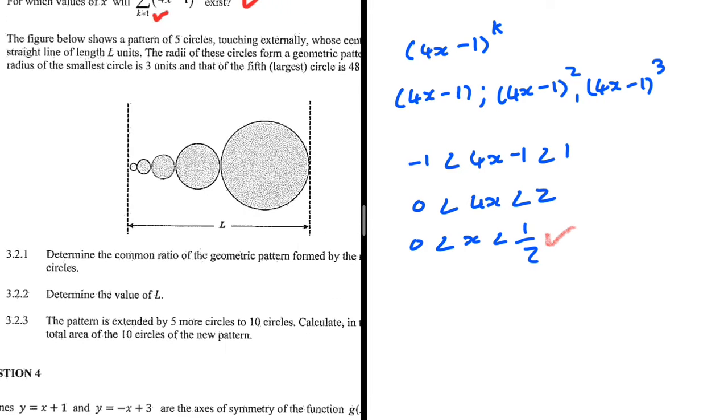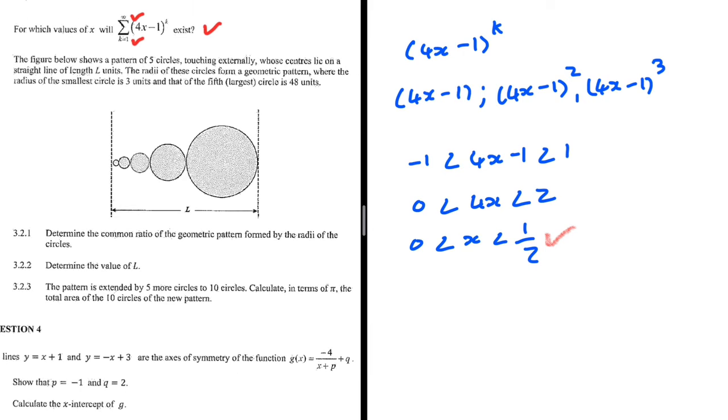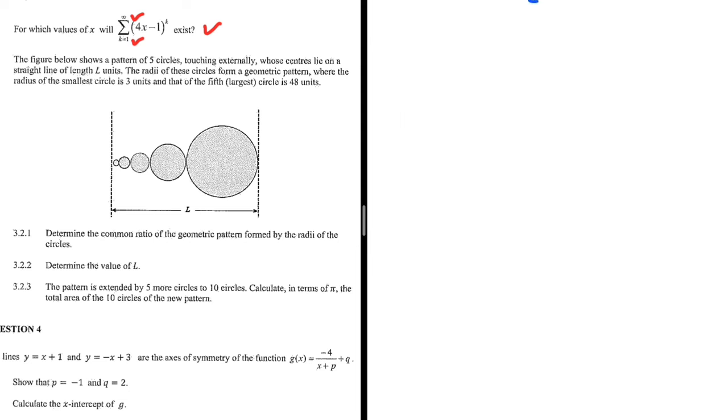And then 3.2, on the other hand, let's hear the story. The figure below shows a pattern of 5 circles touching externally, whose centers lie on a straight line of length L units. The radii of these circles form a geometric pattern, where the radius of the smallest circle, the first circle, is 3 units. Let's go ahead and make sense of our information.